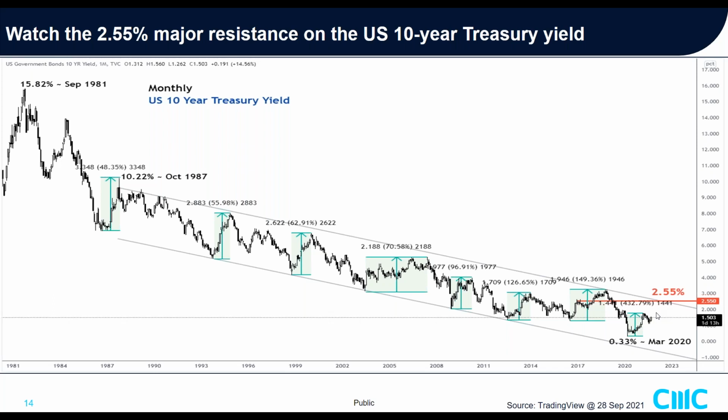that the cost of borrowing will start to go up as well. All right, so the key resistance to watch is 2.5%. If this level has a clear breakout, that means, on the monthly chart, if it could have a monthly close above 2.55%, what we could see over here is a major trend reversal of this secular downtrend that started in October 1987.